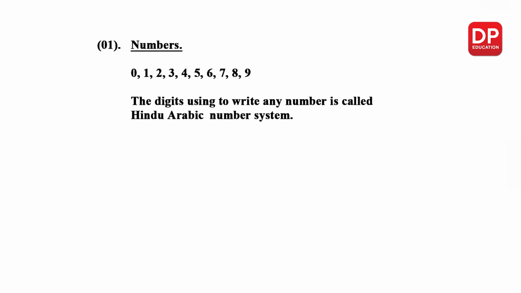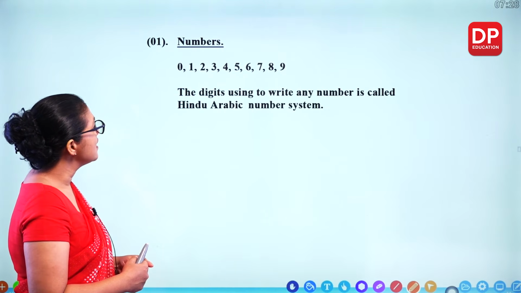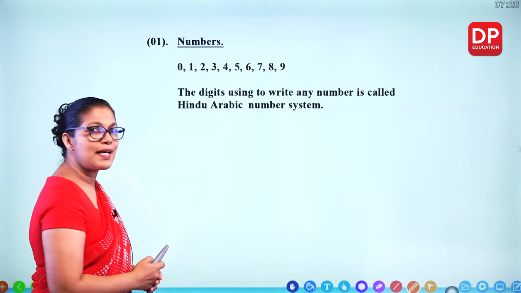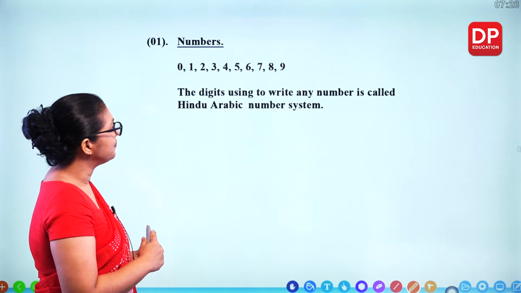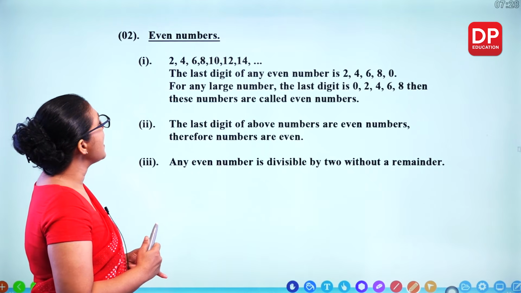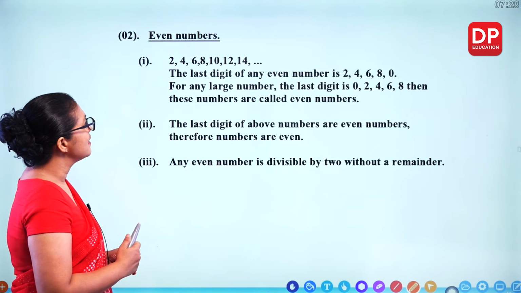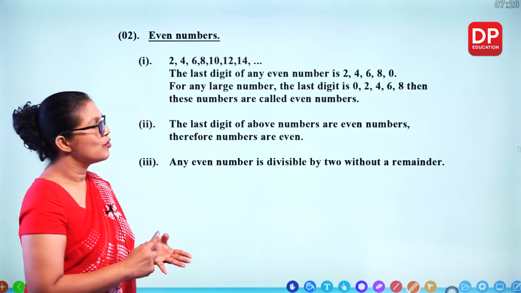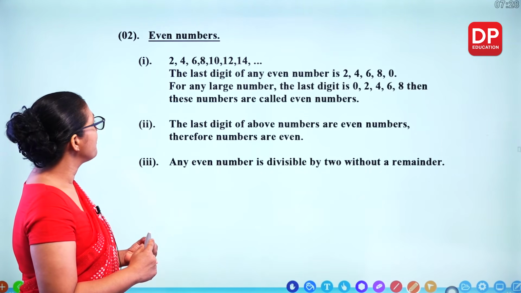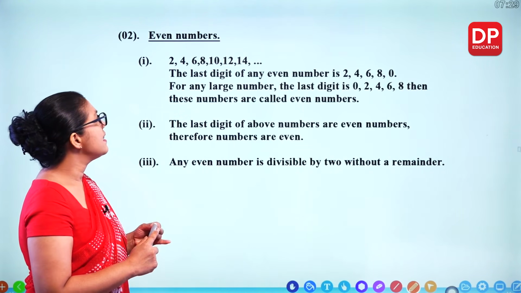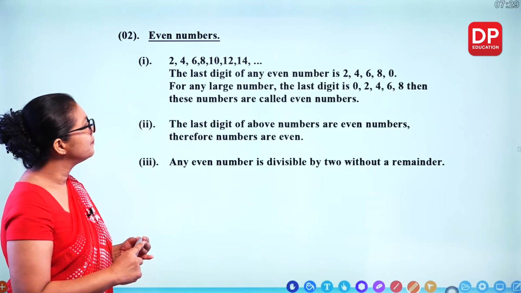Look at these digits. 0, 1, 2, 3, 4, 5, 6, 7, 8, 9. What are those? We call these digits in the Hindu-Arabic number system. So 0 to 9. Now we'll look at what are even numbers. 2, 4, 6, 8, 10, 12, 14. Look at the last digit. The last digit of any even number is 2, 4, 6, 8 or 0. For any large number, if the last digit is 0, 2, 4, 6, 8, then these numbers are called even numbers.